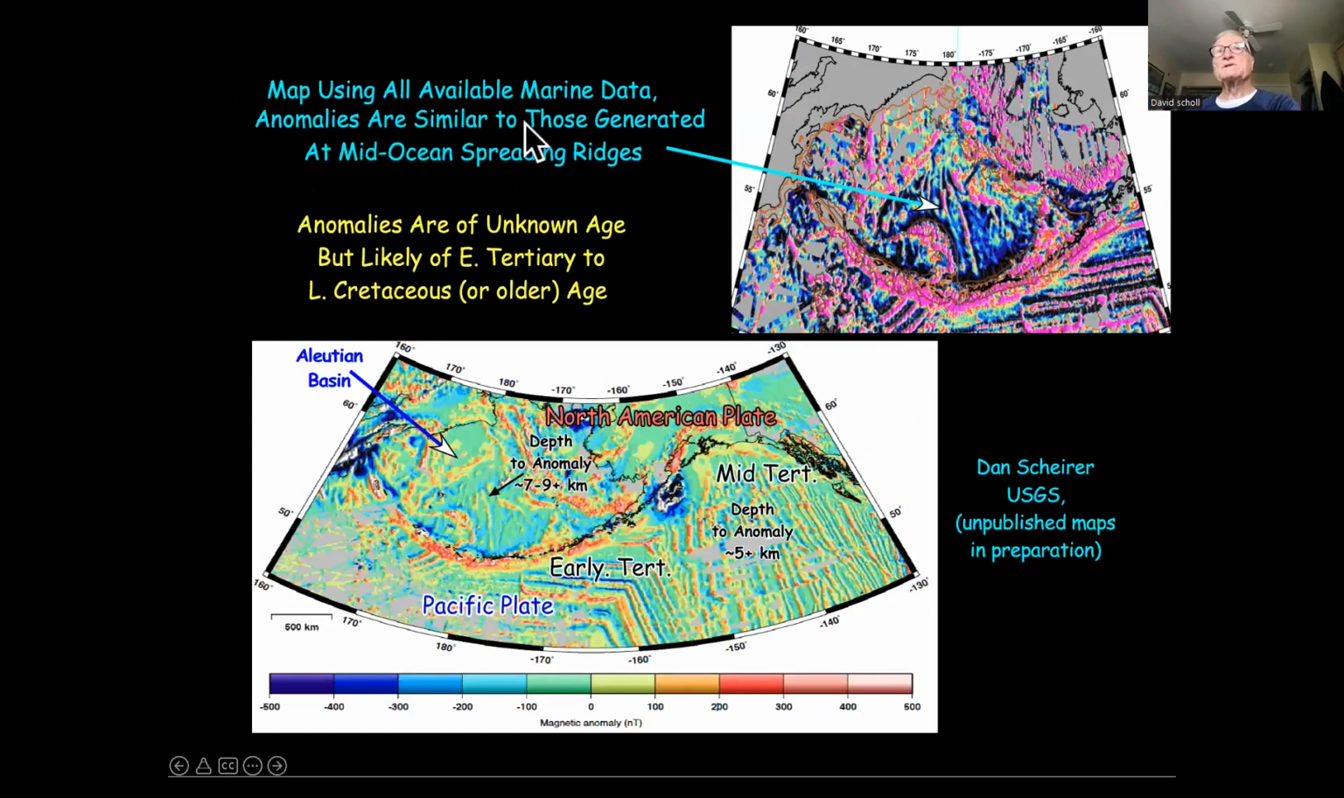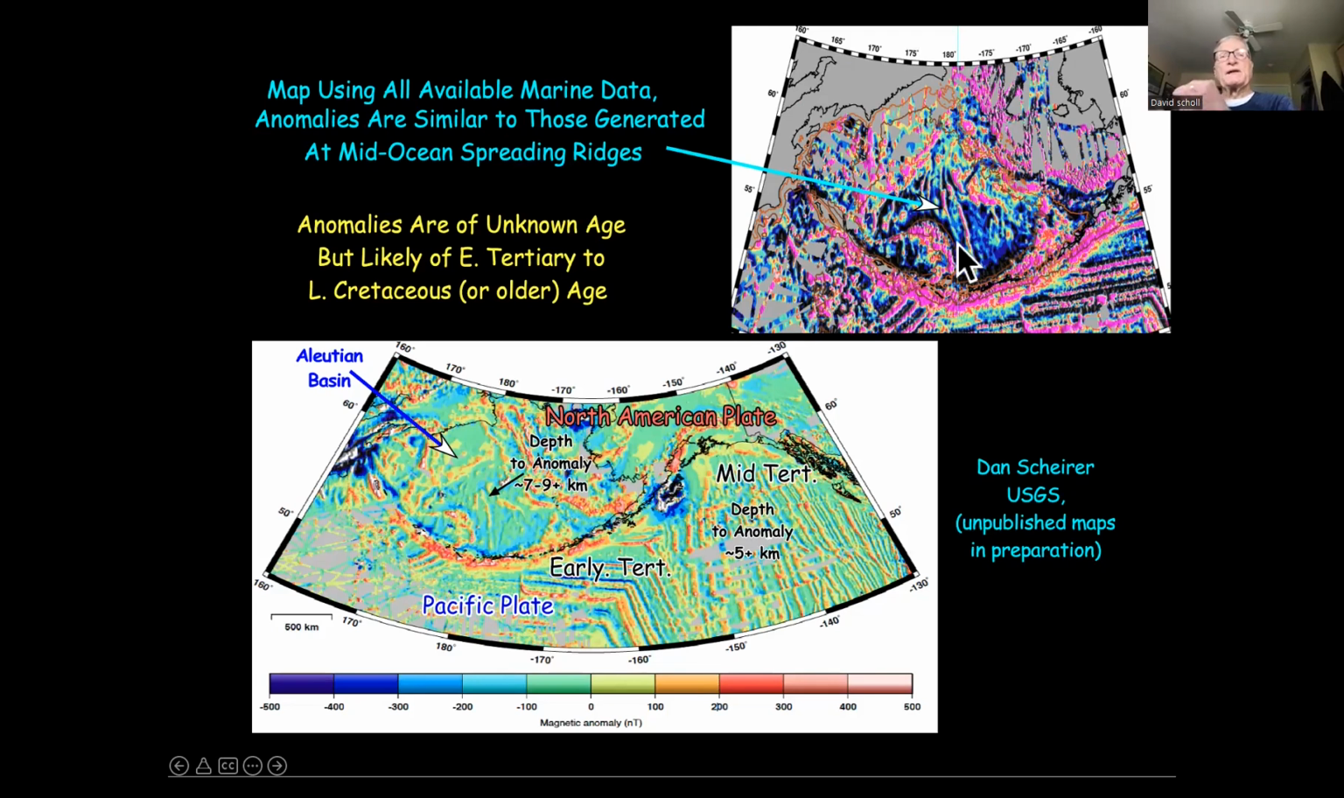The anomalies are similar to those generated at mid-ocean spreading ridges. They're very bold, and I remind you, this is underneath about 5 kilometers of sediment, so the anomaly sources are 7 to 9 kilometers down from the ship. Out here in the North Pacific, these are very familiar anomalies, early Tertiary and mid-Tertiary ones, about 5 kilometers down to where you can get into them. But here they're very deep, but still very bold.